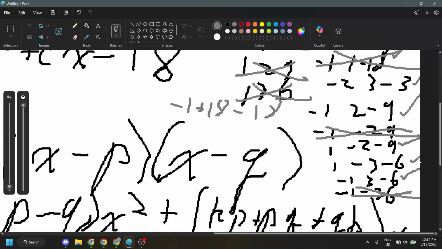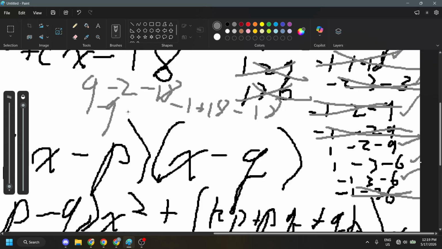Right, so negative 18 plus 18, negative 1. And then same thing here. Negative 6, positive 6, negative 9. This one doesn't work. Positive 9, so we get 9 minus 2 minus 18. This one does not work. We get negative 9 minus 2 plus 18. This one actually does work again.